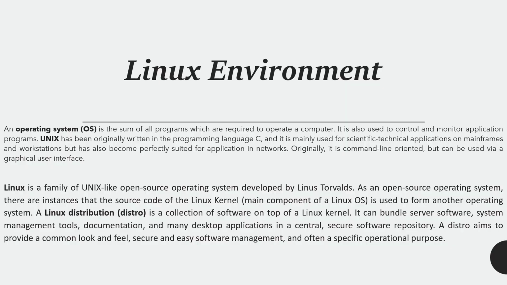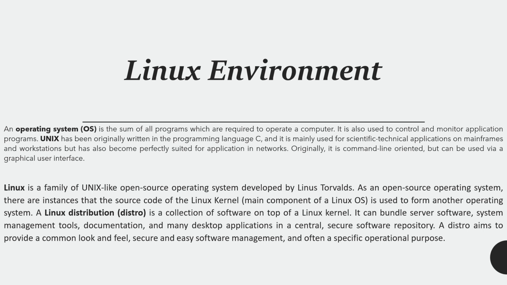An operating system, OS, is the sum of all programs which are required to operate a computer. It is also used to control and monitor application programs. Unix was originally written in the programming language C, and it is mainly used for scientific technical applications on mainframes and workstations, but has also become perfectly suited for application in networks. Originally, it is command line oriented, but can be used via a graphical user interface.